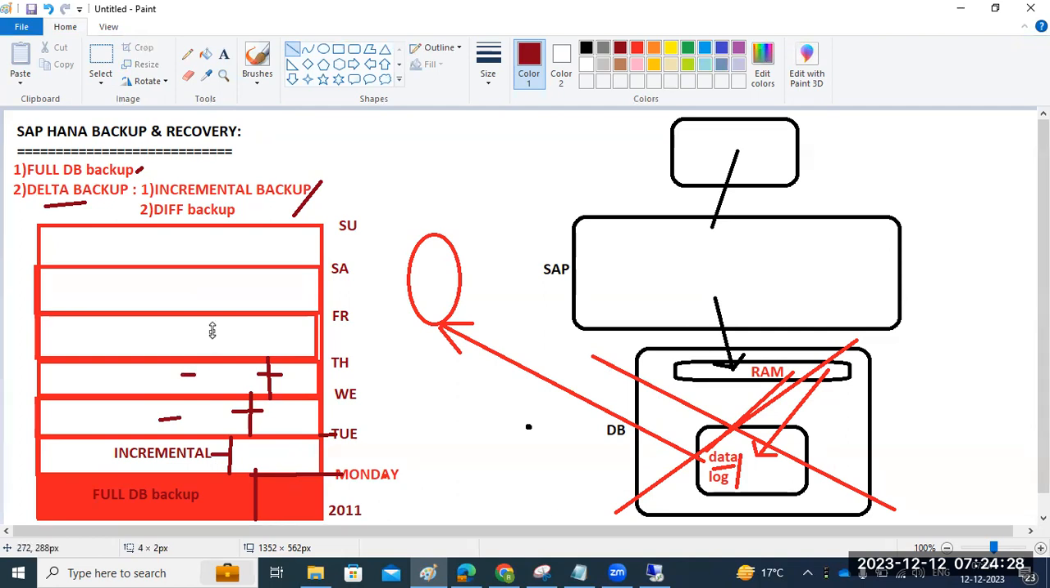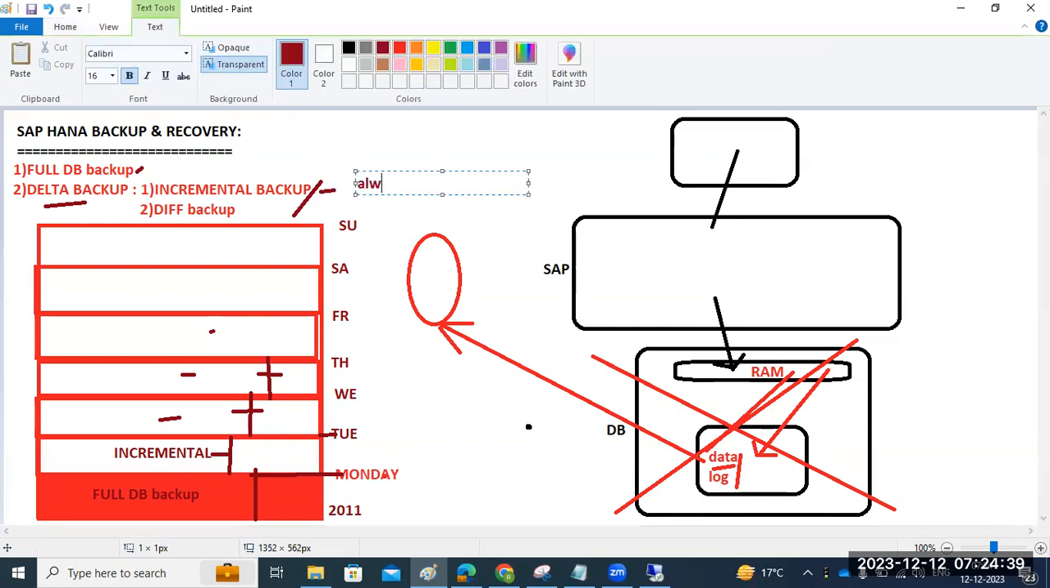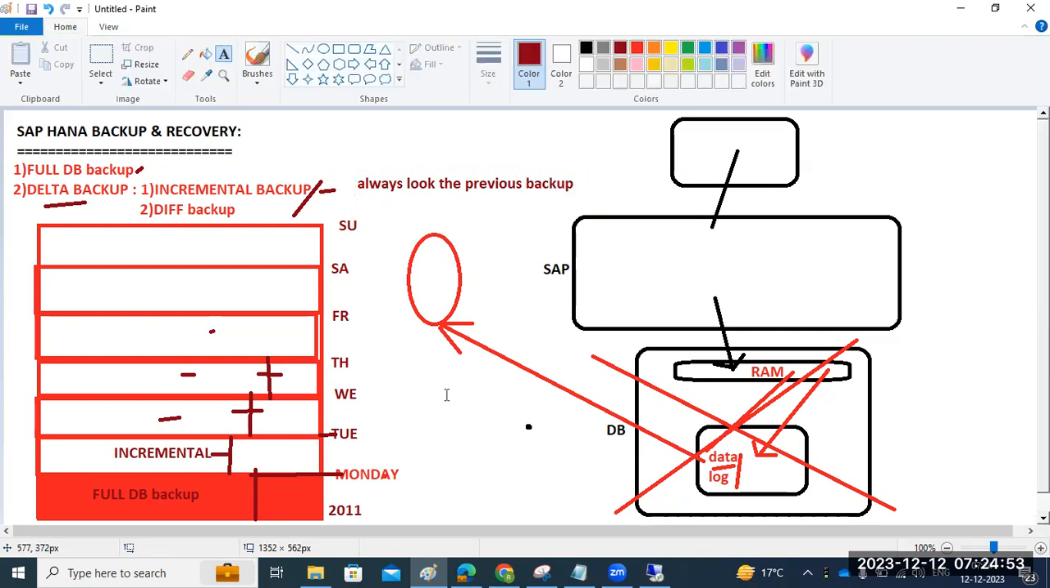backup. After full backup, whatever data got increased, an incremental backup always looks at the previous backup. So when you are taking the Saturday backup, when was the backup completed? Thursday completed. Then it will take from Thursday to Saturday, whatever data got increased. Only that data will be backed up here.